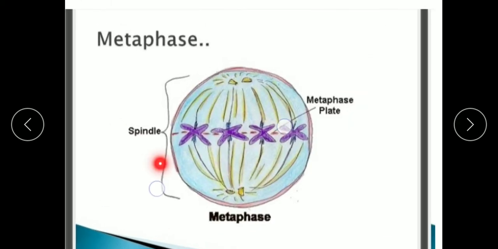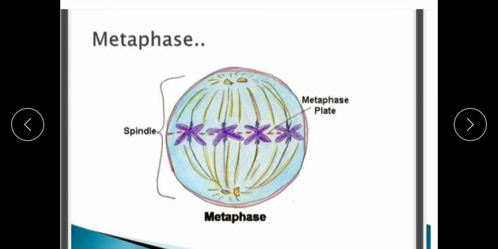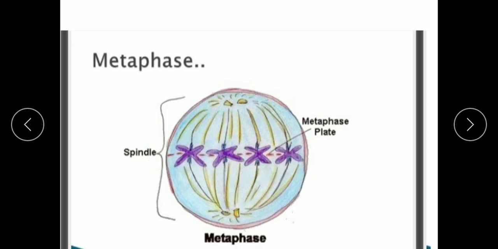So this is the diagrammatic view of metaphase. The thread-like structures are the spindle fibers, made up of protein substance. This is the metaphase plate. The chromosomes are arranged perpendicular to the metaphase plate, in the middle portion of the cell. Chromosomes arranged in the middle of the cell is called metaphase.